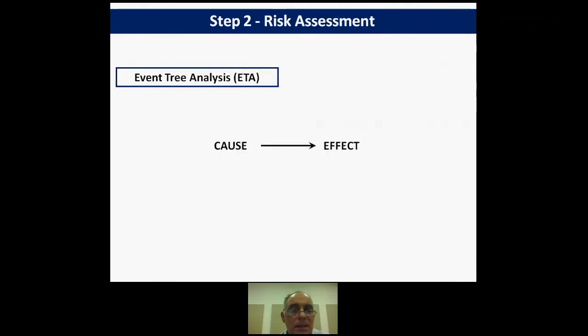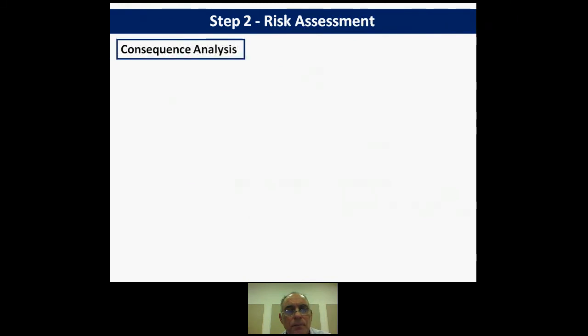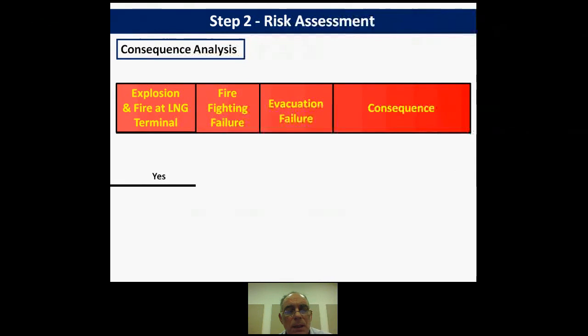Event tree analysis is another technique which we use for risk assessment. In this case, we go the other way. We have a cause, and we're looking at the outcome, at the effects. We identify the consequences and probabilities of combinations of events. This is what we have: an explosion and fire at an LNG terminal. Let's see what the consequences will be.